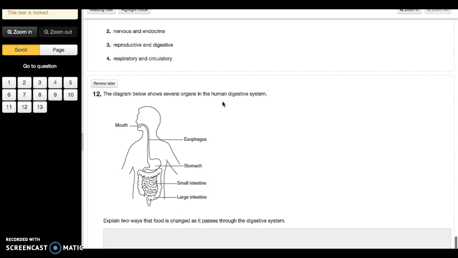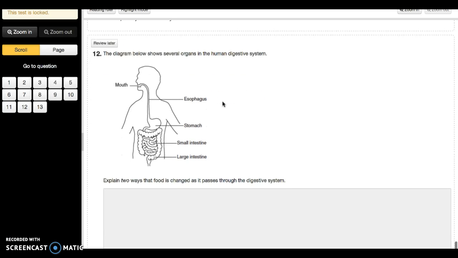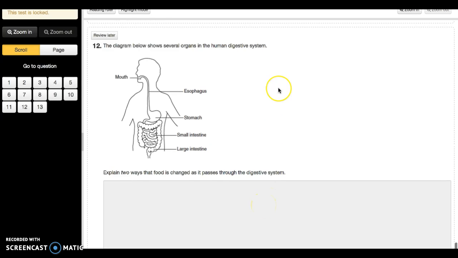All right, number 12, the diagram below shows several organs in the human digestive system. Explain 2 ways that food is changed as it passes through the digestive system. Now, there's a number of ways you can answer this too. The food is broken down in the mouth. The food is broken down even more in the stomach, transported through the esophagus. Nutrients are being taken out by the intestines. So any of those would work for that.